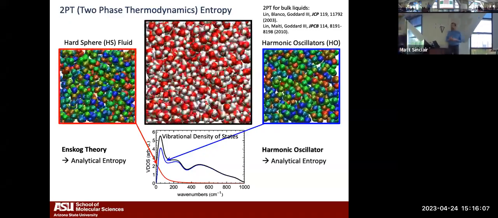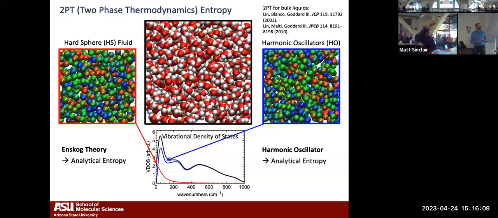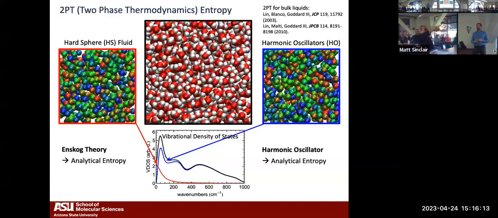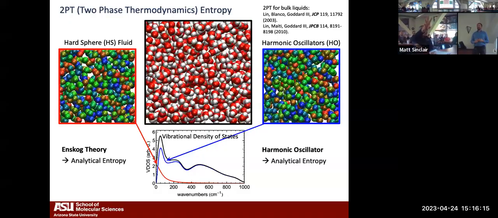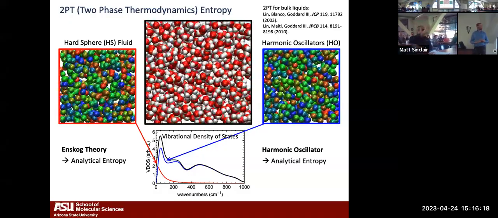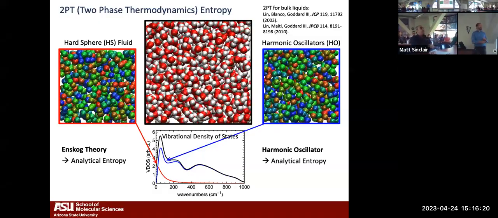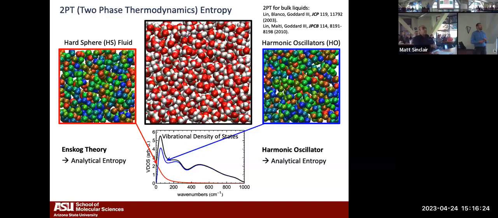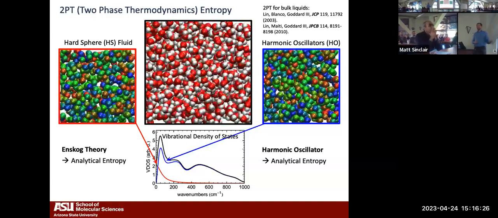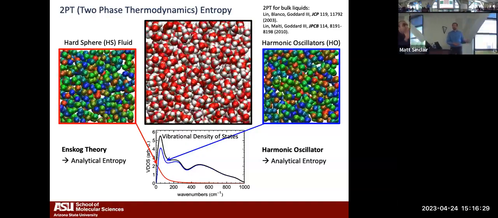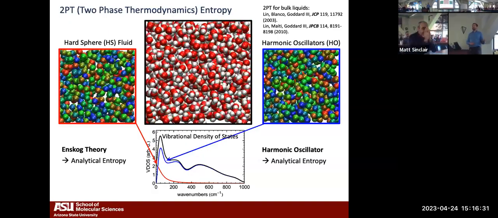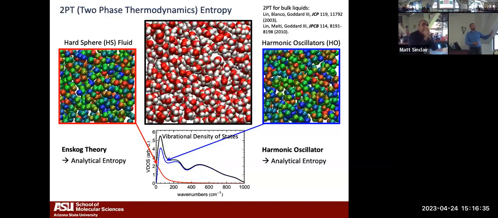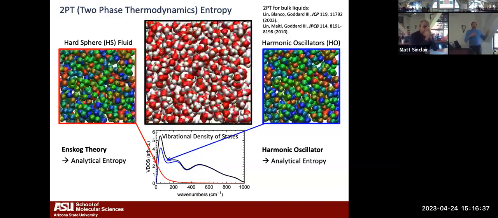Could the position of these hard spheres, do they follow the position? Oh, this is just an animation. When you apply this model in reality, do they follow the position of water molecules? No, they don't. It's completely independent. This is just an animation to illustrate what the hard sphere fluid looks like. You're not actually generating a trajectory of hard sphere fluids. You're just using the mathematical tools. I see. And the same thing for harmonic oscillators. Right, so this is just for visualizing purposes.